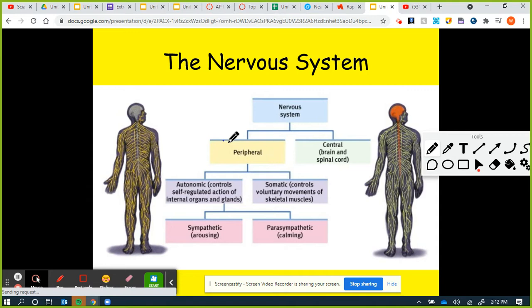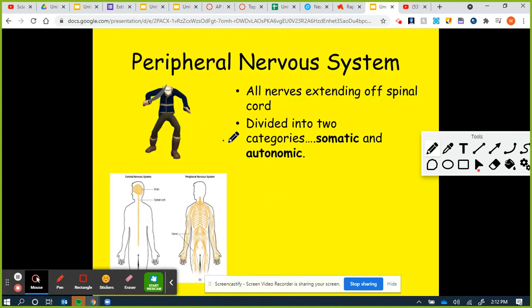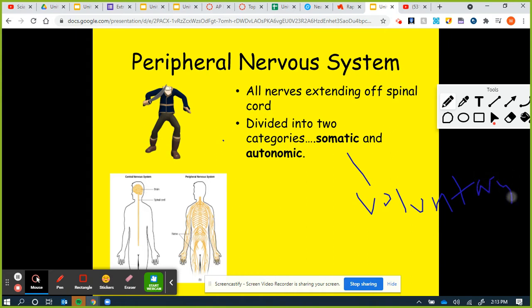This is called the peripheral nervous system. Think periphery, peripheral. Periphery is the outside of something. The peripheral nervous system is split into two separate subsystems. The somatic nervous system, which is voluntary movement, and then the autonomic nervous system, which is automatic body functions. Sorry guys, it's going to be tough for me to write on this since I'm recording.